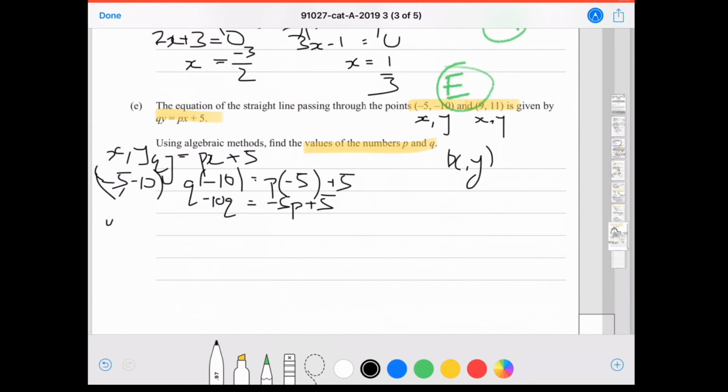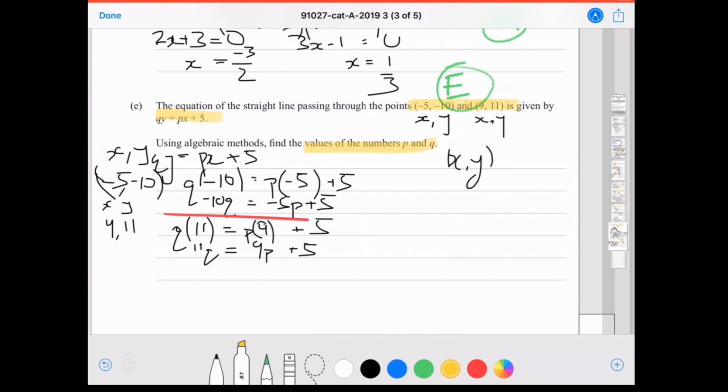And now, with the coordinate 9, 11, again, 9 is our x, 11 is our y. We can say q times 11 equals p times 9 plus 5. And again, just rewriting this in the more conventional way, you've got 11q equals 9p plus 5.